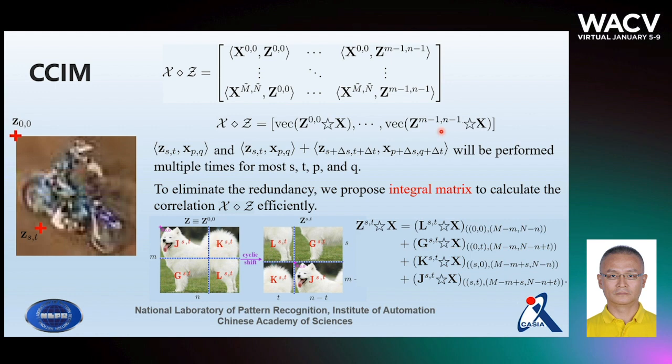The dotted figures show that each basis can be decomposed into 4 parts according to the location of its Z00. Then, each correlation can be decomposed into 4 items.